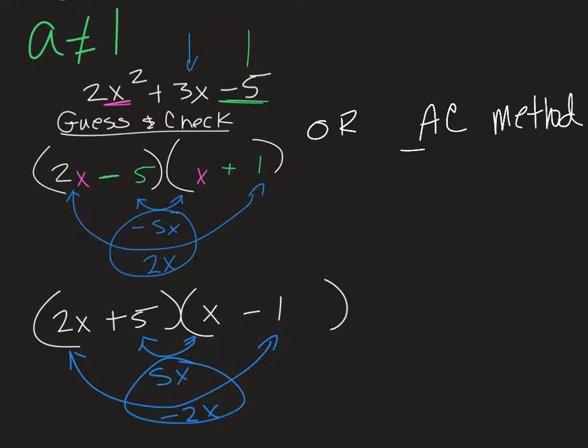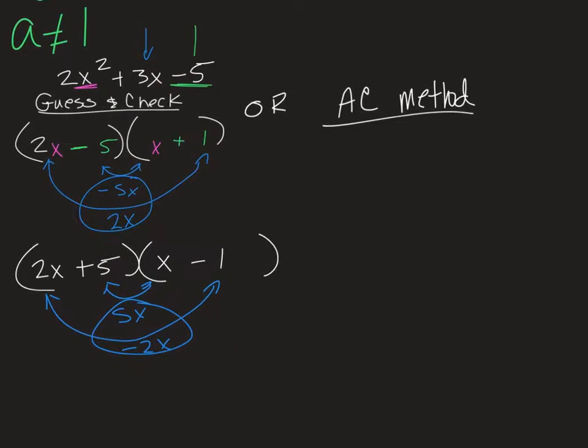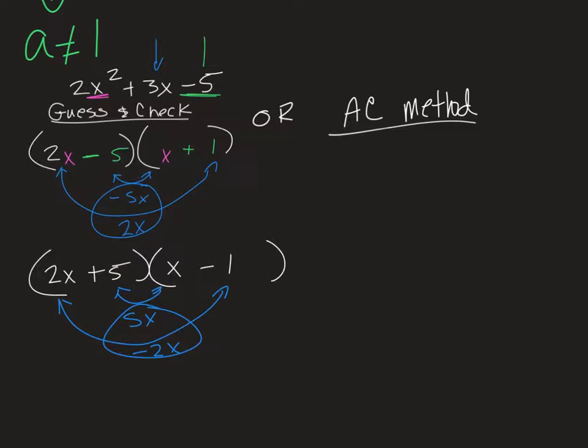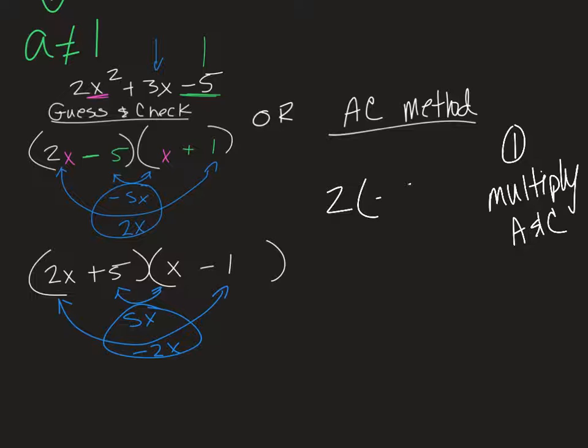AC. Air conditioning, no. What do you think AC probably has to do with? The A and the C. Yay! That's why it's called that, okay? So step 1, multiply A and C. So in this case, I'm going to multiply 2 times negative 5, which will give me a negative 10.